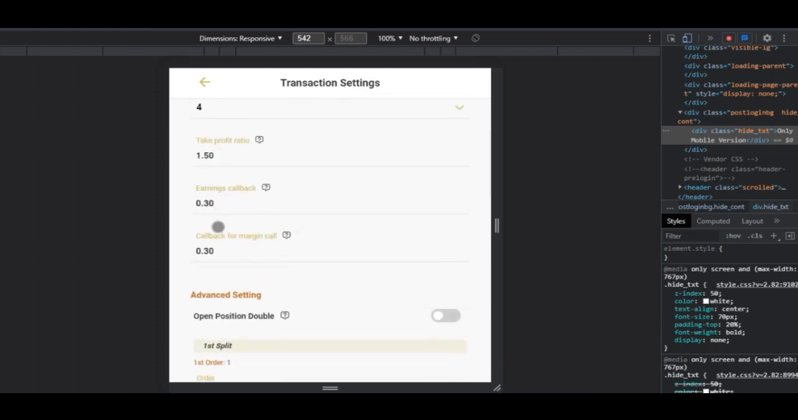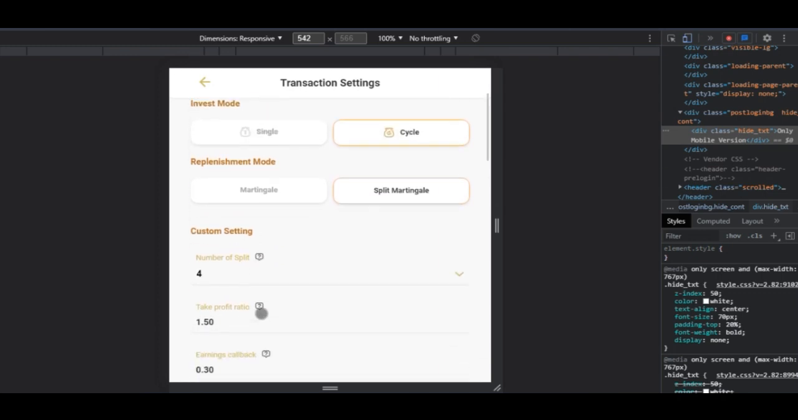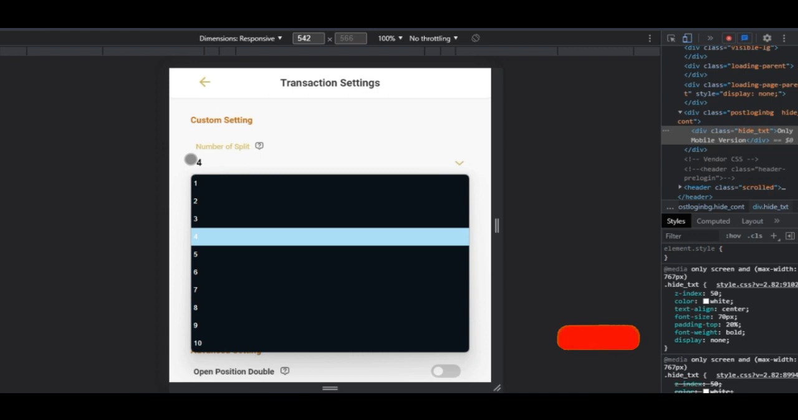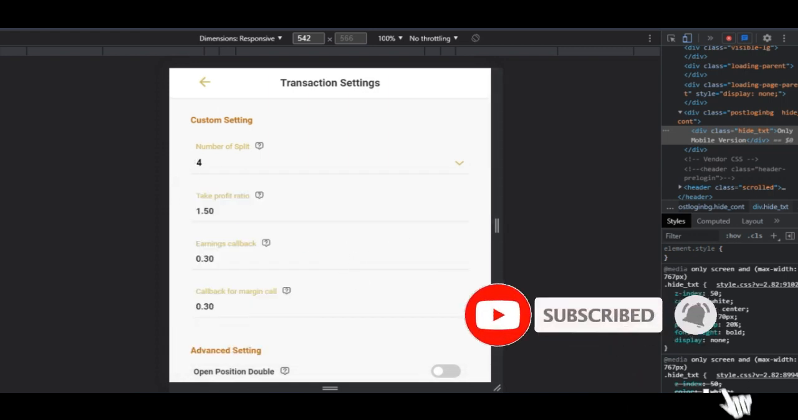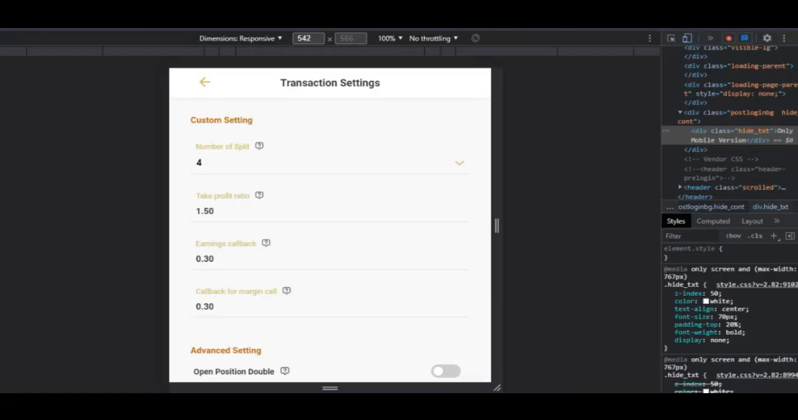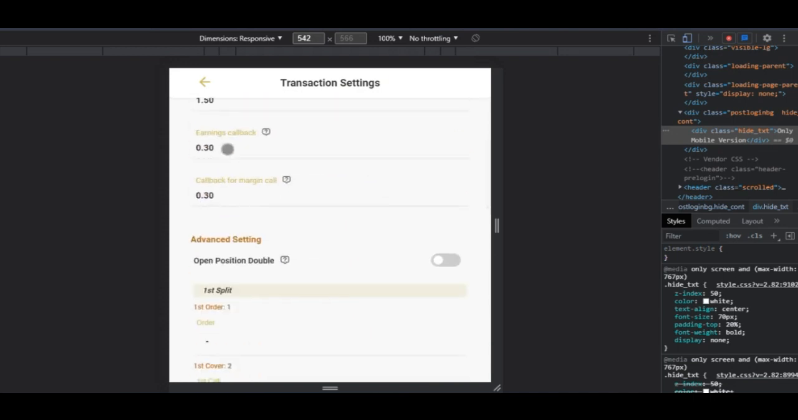Now before we go further into setting up this split strategy, what I want to let you know is how much you should be expecting to cover for this number of splits, 4, 5, 6, or even up to 10. Now let me pull up my chart. Here on this chart we have the split with double position, and then this other column with no double position. Whenever you select your split here, you have this option where it says advanced setting. You have the option of checking this double position on or off. You can leave it on, you can leave it off, and that is what I want to explain now.